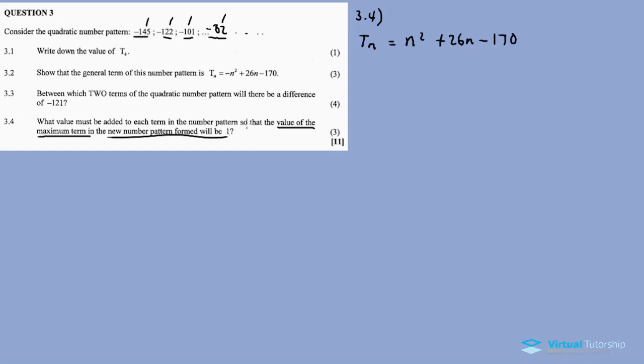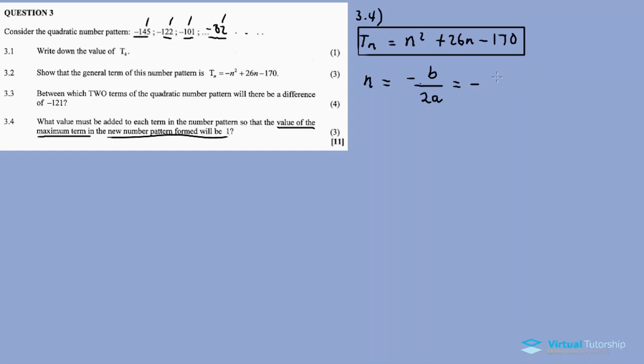I read the statement over and over again just for emphasis. I need to find the maximum term for this number pattern. Since this is a quadratic equation, or a parabola, the maximum term is calculated using the equation for the turning point. This is the n value for the turning point of the parabola.